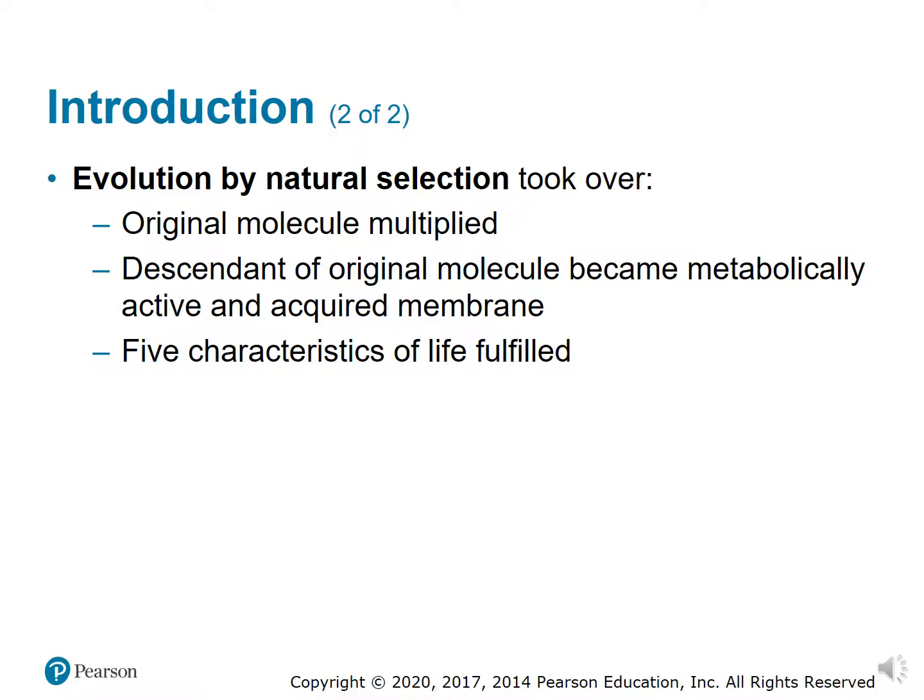After the formation of a replicating molecule, then evolution by natural selection took over, and this is where we have the beginning of the first cells and the 5 characteristics of life that we discussed in Chapter 1.